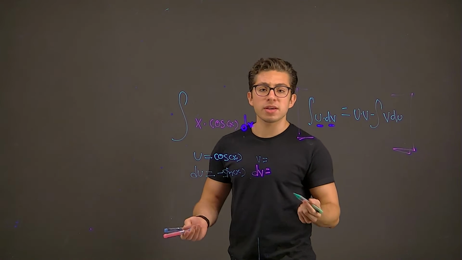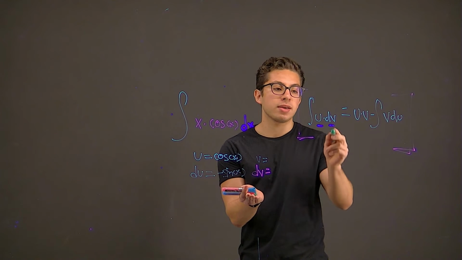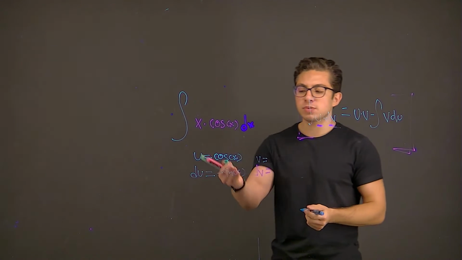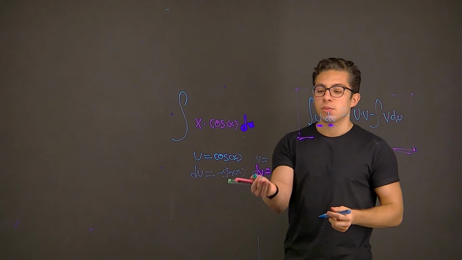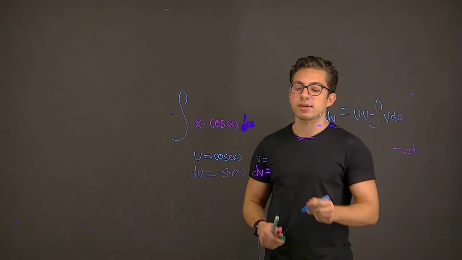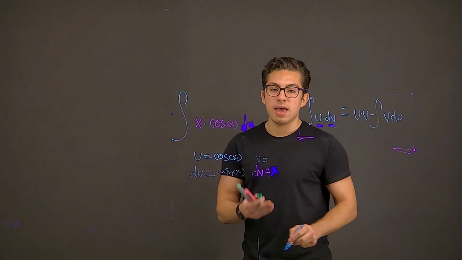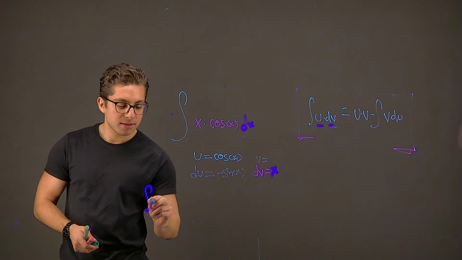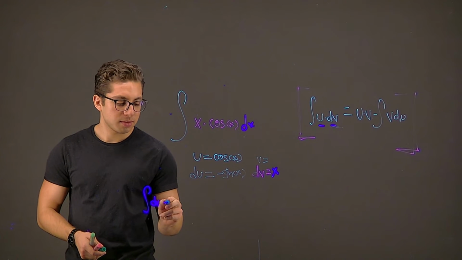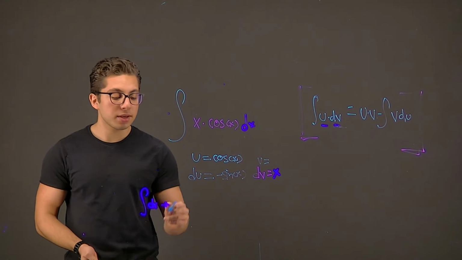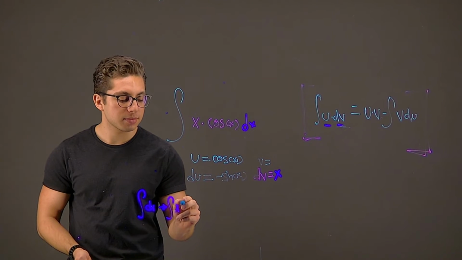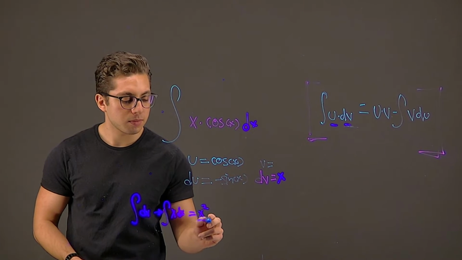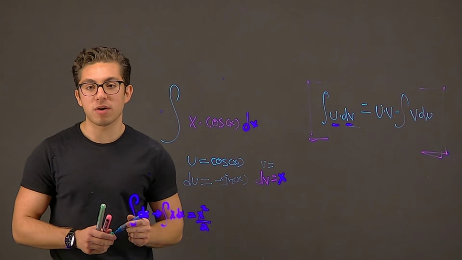At first, v is unknown because we have to integrate dv to get v. So, since we choose u to be cosine of x, we're going to choose dv to be x. And we have to integrate dv, okay? Which in this case would be the integral of x, that would be our v.